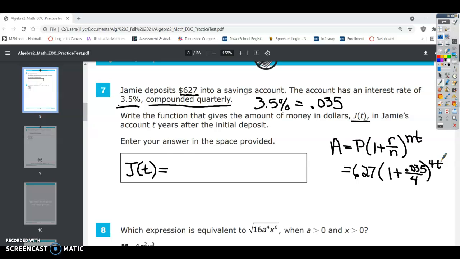All right, so now all we have to do is write our equation here. So $627 times 1 plus 0.035 over 4, times 4t. So we have J of t is just the same. That's our amount, but they wanted to write it as J of t in terms of t years. So we have J of t equals this equation raised to the 4t power, so in terms of time. All right, so number 7, that is your answer.